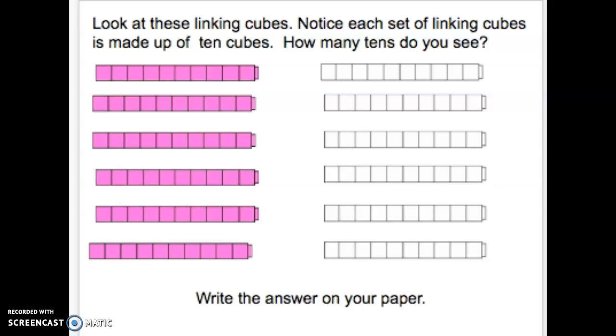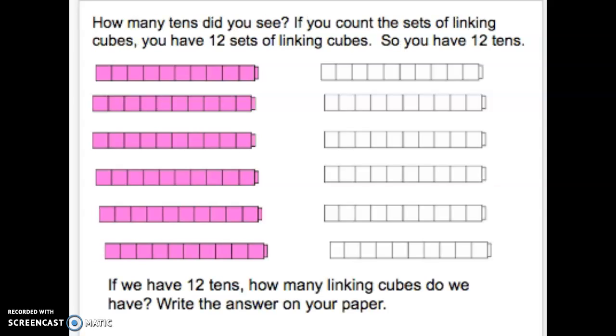Look at these Lincoln cubes. Notice that each set of Lincoln cubes is made up of 10 cubes. 1, 2, 3, 4, 5, 6, 7, 8, 9, 10. So each set has 10 cubes. How many tens do you see? Write your answer on your paper. How many tens did you see?